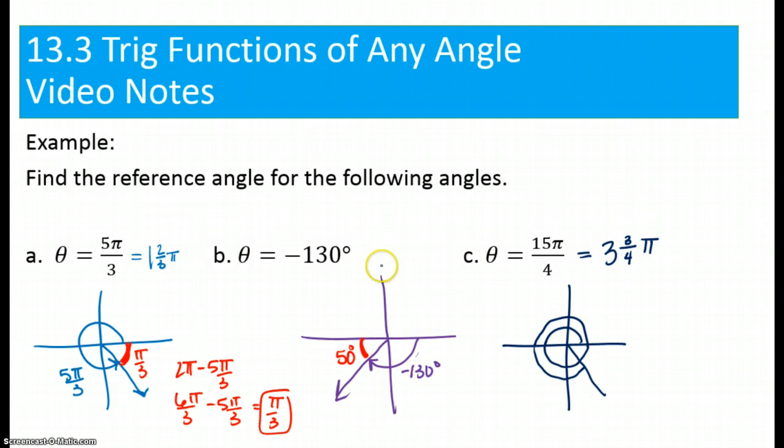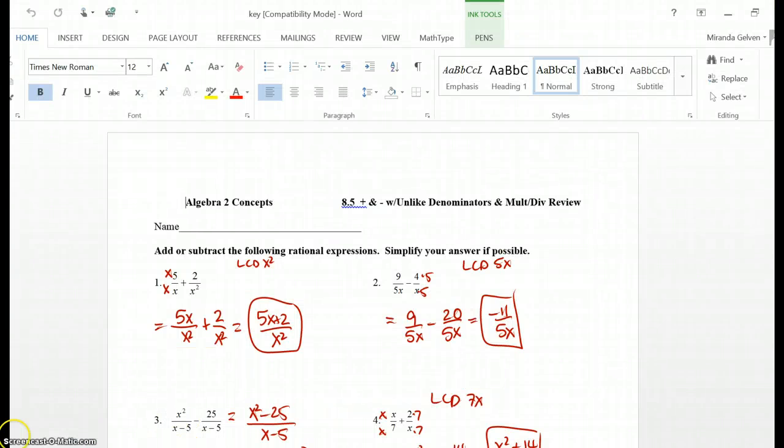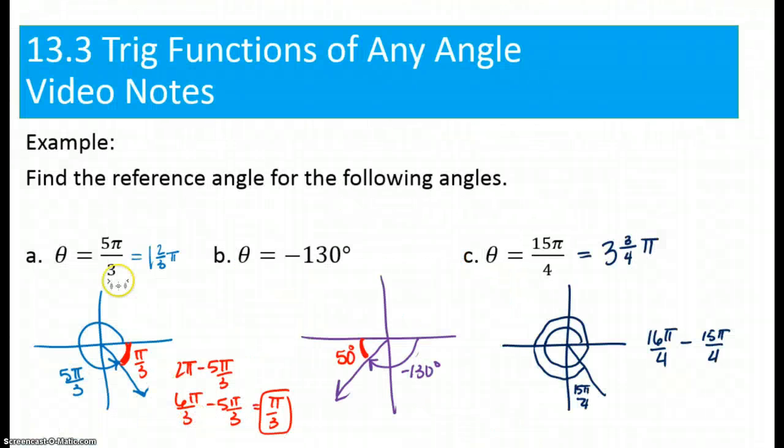So this angle right here has a measure of 15 pi over 4. Well, to get to here, that would have to make me go to 16 pi over 4. So 16 pi over 4, which is 4 pi, that would be around the circle completely twice, minus 15 pi over 4 will give me a reference angle. Let me change colors for you. Of pi over 4. Sorry about the computer issue. So my reference angle here is pi over 4.